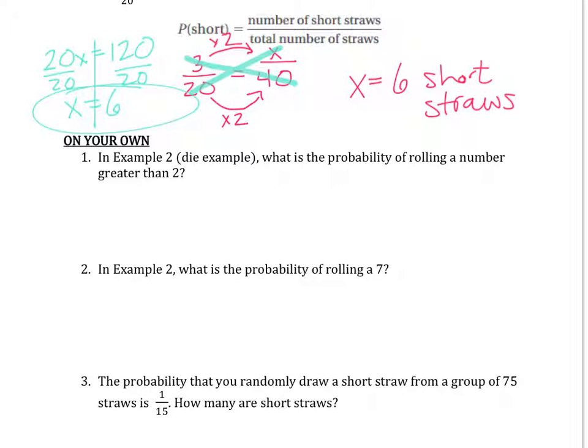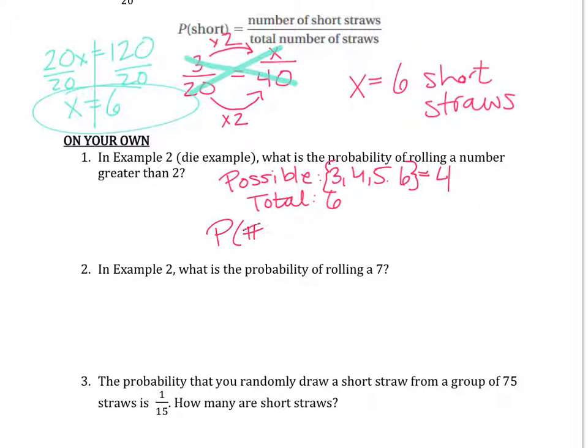So in example 2, the one with the die, what is the probability of rolling a number greater than 2? So our possible outcomes for numbers greater than 2, I can list them here, are 3, 4, 5, and of course 6. We still have a total of 6 because it's the same standard 6-sided die. So when I go to write my probability, I can write it in shorthand. The probability of a number greater than 2, since that's the inequality for greater than, would be equal to my 4 possible outcomes out of 6, which is equal to 2/3.